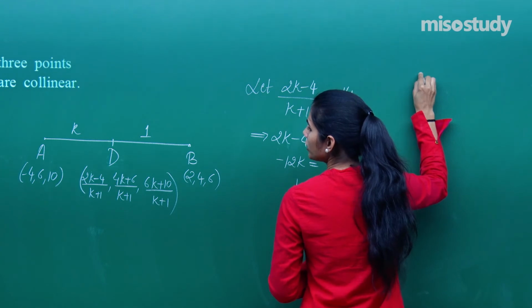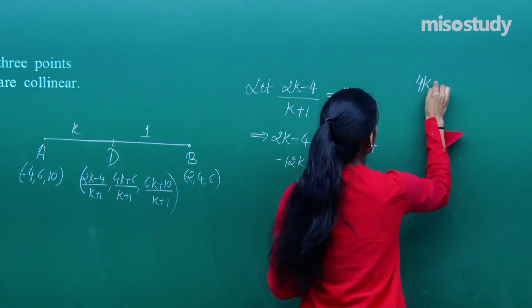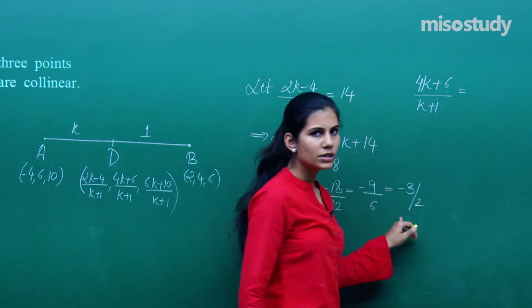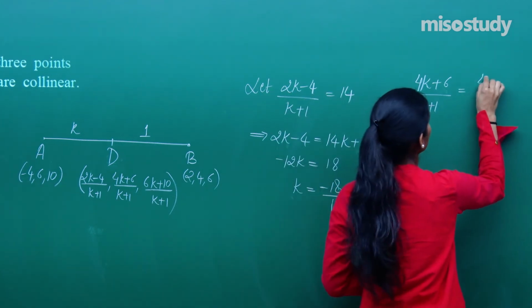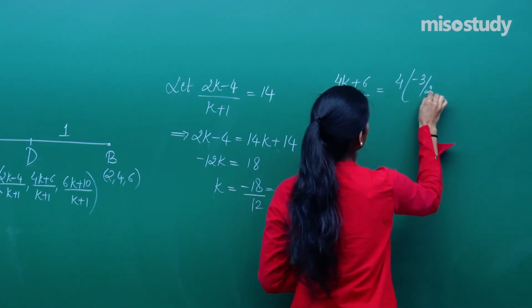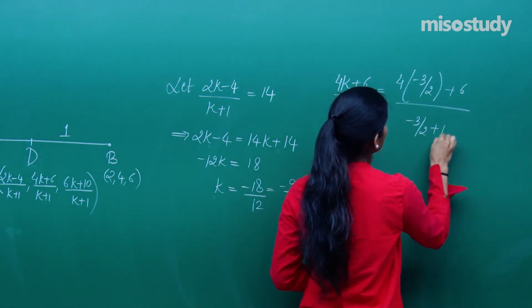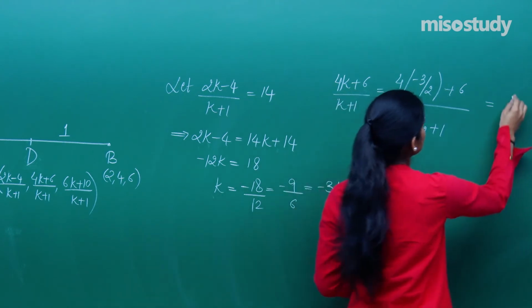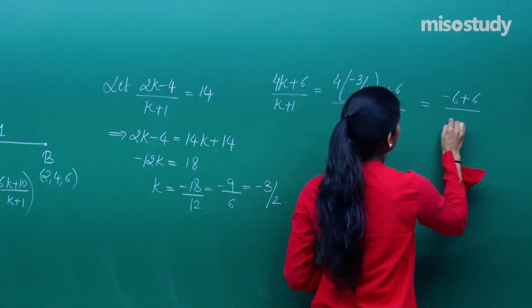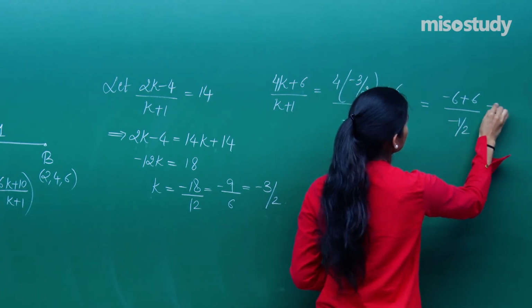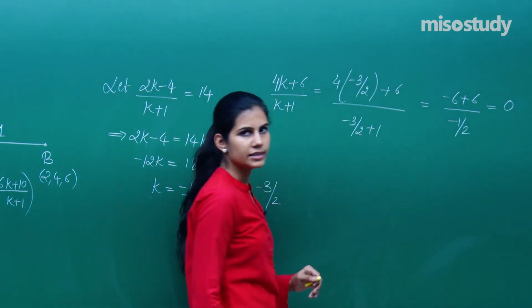I have y coordinate of D as 4k plus 6 upon k plus 1. If I substitute k equals minus 3 by 2 over here, I get 4 into minus 3 by 2 plus 6 upon minus 3 by 2 plus 1. This is what? Minus 6 plus 6 upon anything, which is what? Minus 3 plus 2, that is minus 1 by 2. This is 0 by minus 1 by 2, which is 0.